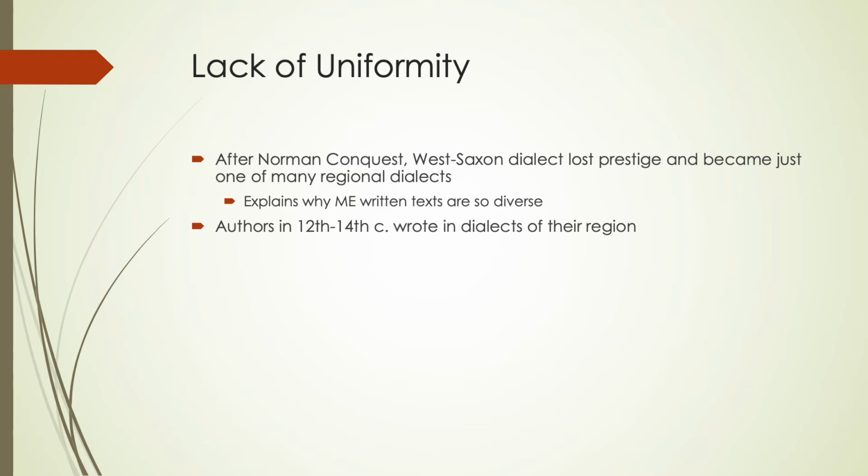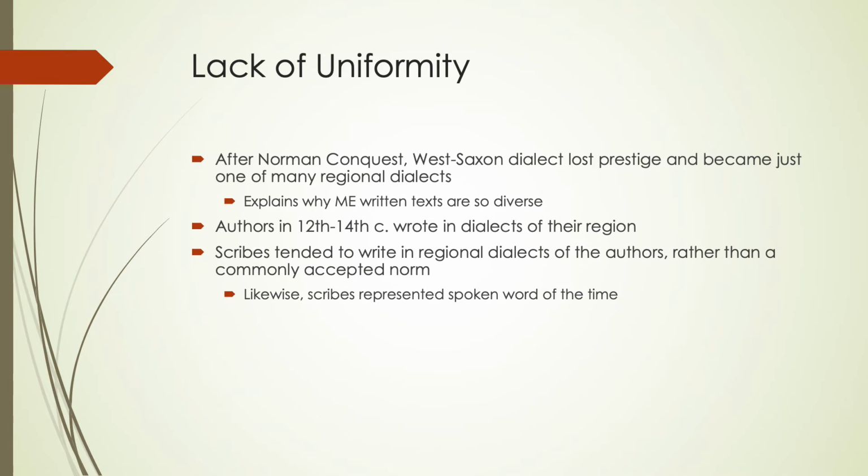Scribes during this time were most likely to write in their regional dialects rather than some sort of commonly accepted norm, mostly because there wasn't a commonly accepted norm during this time. And the scribes would have represented close to what the spoken word of the time was. They would have written about how they spoke because there was no standardization.